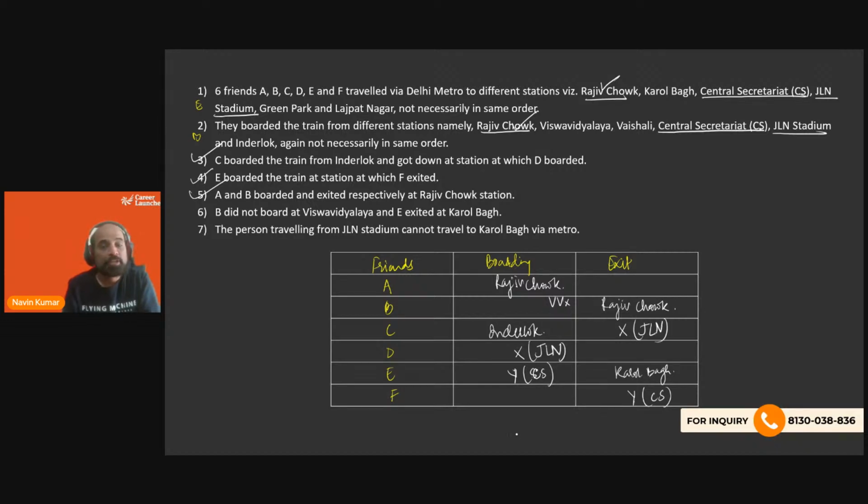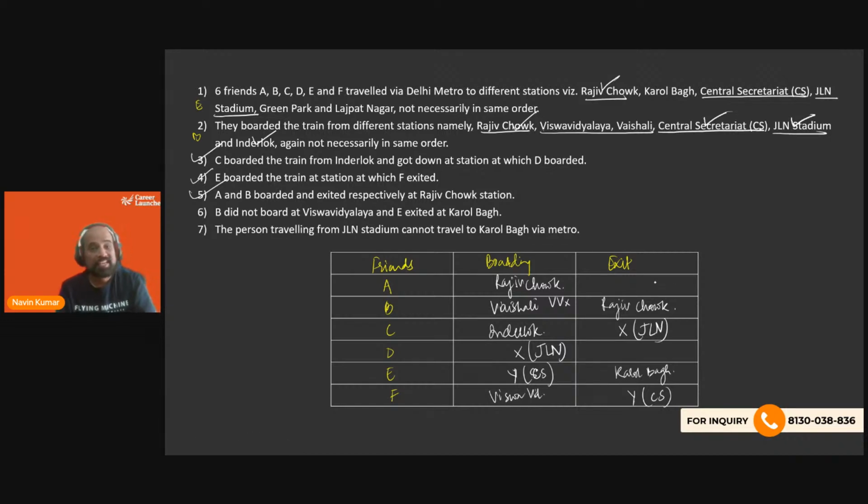Now, if you look at the boarding station sequence, we already have Rajiv Chowk, we have Central Secretariat, we have JLN Stadium, we do have Indralok. We're left with Vishwavidyalaya and Vaishali. For B, the boarding station cannot be Vishwavidyalaya, so this has to be Vaishali. So that means Vishwavidyalaya comes here for F.